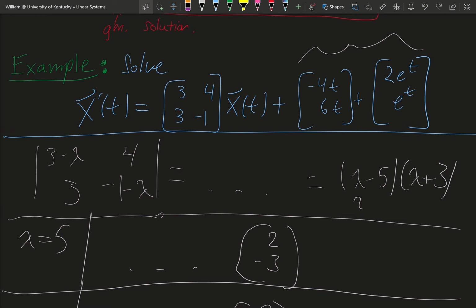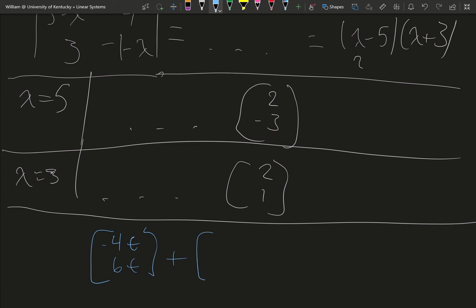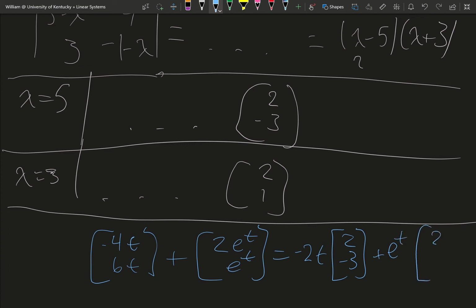So the key thing to note about the non-homogeneous part of our equation. So we have negative 4t, 6t, and 2e to the t, e to the t. Right, so if we want to commit to this eigenvector, this is negative 2t times this vector, 2, negative 3, and then plus e to the t, 2, 1.